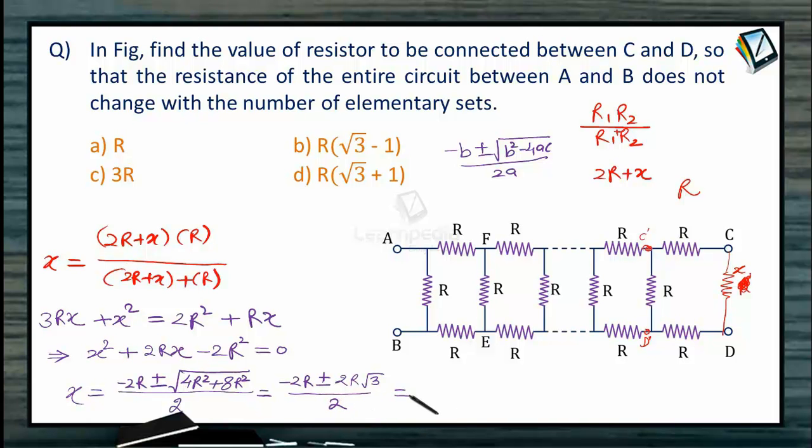So it becomes minus R plus minus R under root 3. One answer is clearly negative and the other one is positive. So which one is positive? X is equal to R under root 3 minus R. So it becomes R into root 3 minus 1. So it will be the value of the resistance which needs to be connected. So option B will be the correct choice.